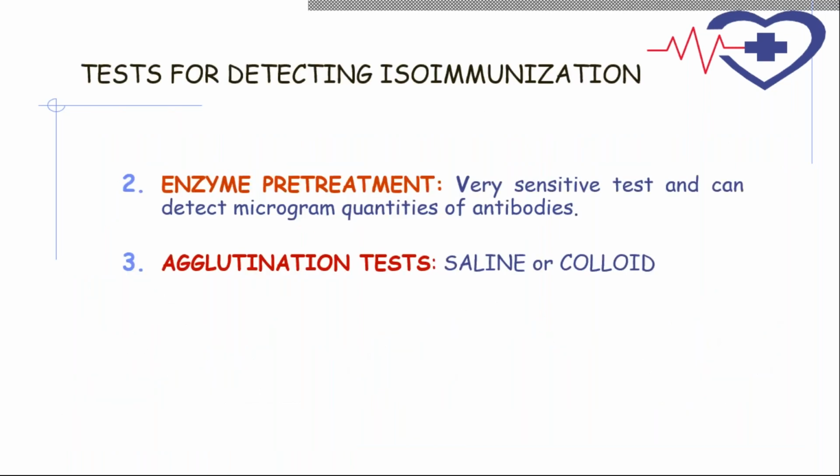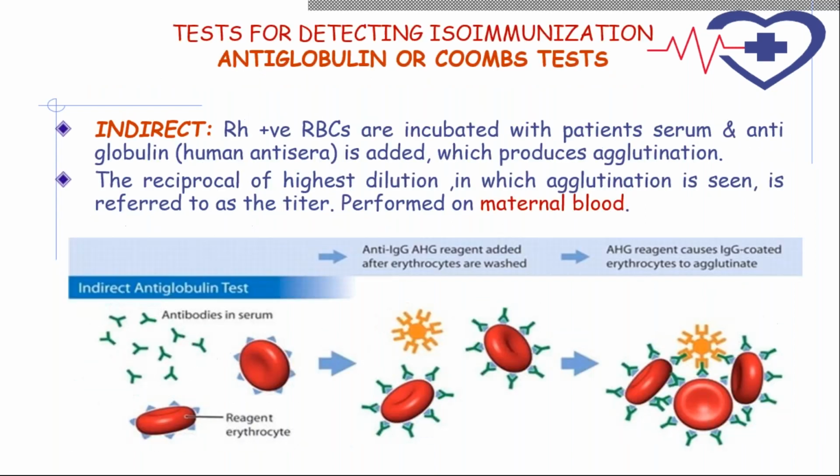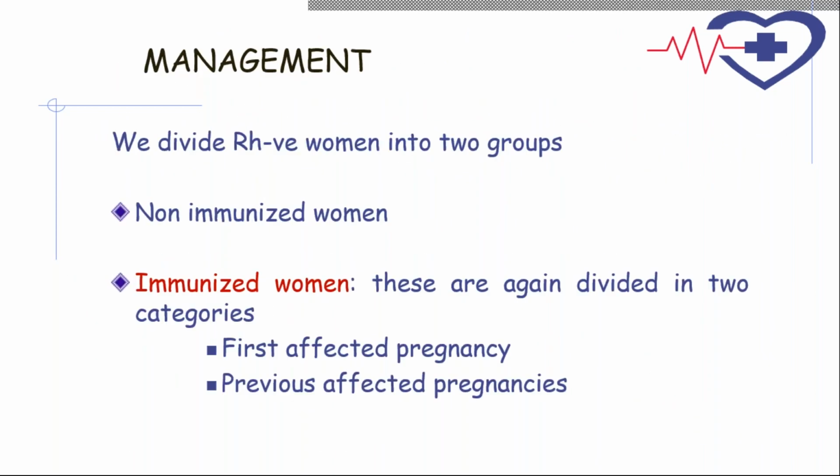Then the other tests which are available for detecting isoimmunization are the enzyme pretreatment test and the agglutination test. The enzyme pretreatment test is a very sensitive test and can detect microgram quantities of antibodies. The agglutination test can be of two types, saline or colloid. But the most commonly performed test, which we have already discussed, is the antiglobulin or Coombs test.